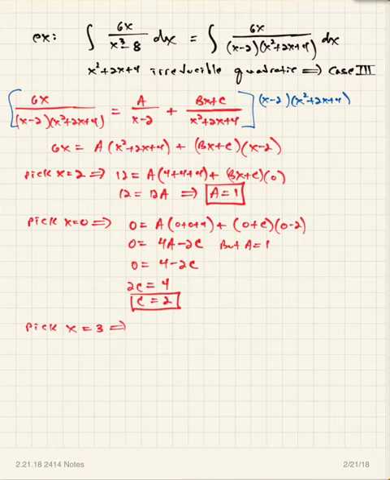So when x is 3, you get 18 is equal to a times 9 plus 6 plus 4, plus, and then bx plus c, so that'd be 3b plus c times 3 minus 2. And that 3 minus 2 is why I picked x to be 3. So you have 18 is equal to, let's see, that would be 19a, and then plus 3b plus c.